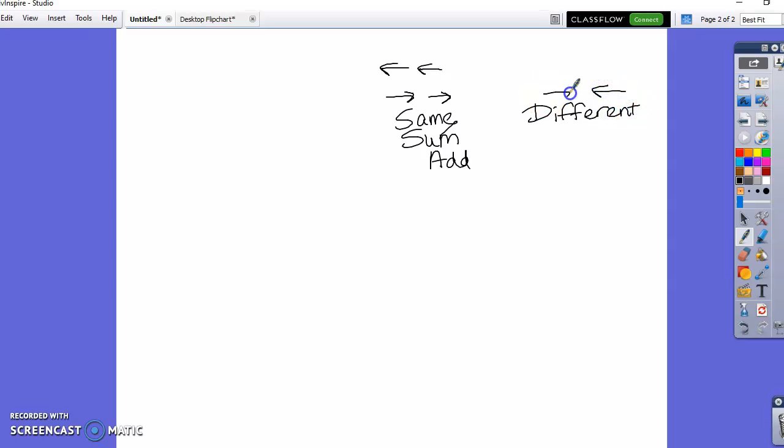such as facing each other or going in opposite directions, we do different, difference. Remember, difference means you are subtracting. You're finding the answer when you subtract, okay? And remember, we need the way our arrows are going to move.